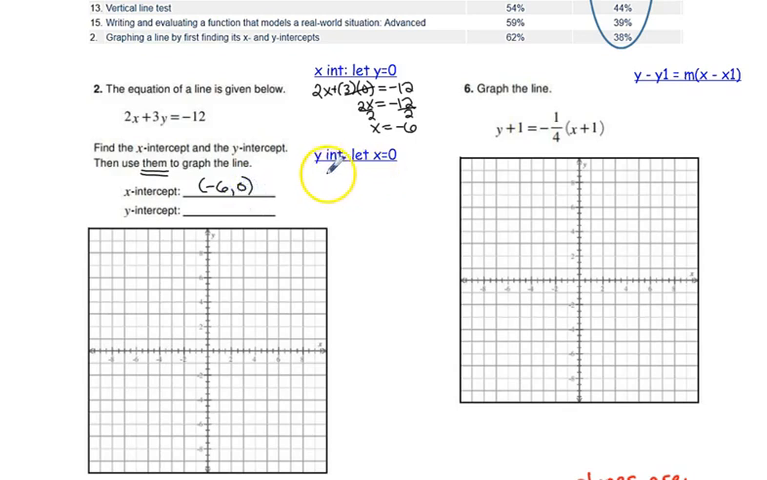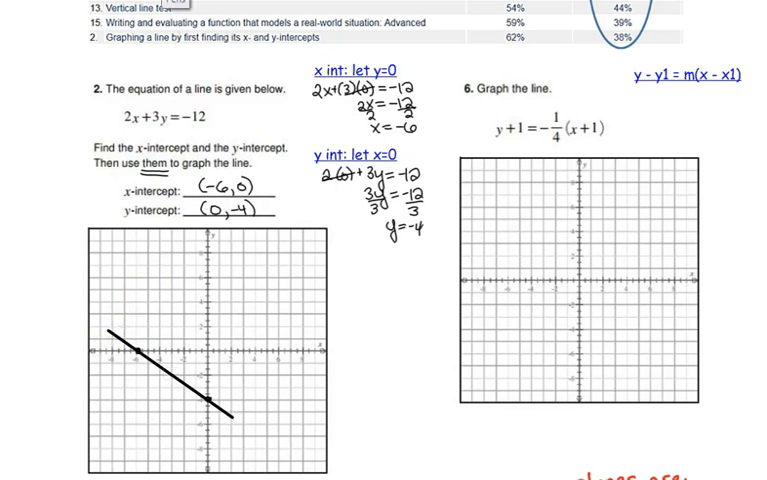To find the y-intercept, we're going to let x equal 0. So 2 times 0 plus 3y equals negative 12. Cancels. 3y equals negative 12. Divide. And I get y equals negative 4. So when I let x be 0, I got negative 4. Plot those 2 points. 0, 1, 2, 3, 4. And 1, 2, 3, 4, 5, 6. And use your line tool to get a nice line.